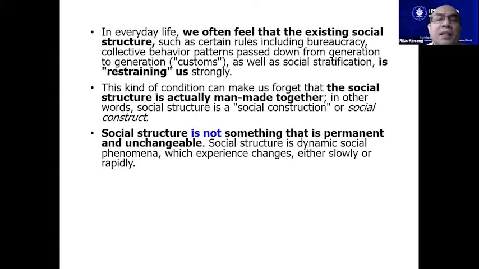So in everyday life, we often feel that the existing social structure, such as certain rules, including bureaucracy, collective behavior patterns passed down from generation to generation, which we call custom, as well as social stratification, is restraining us strongly. For example, as we have seen with the rules, we are not allowed to do this, we are not allowed to do that, and so on. We have to follow the rules. The rules really limit our freedom.